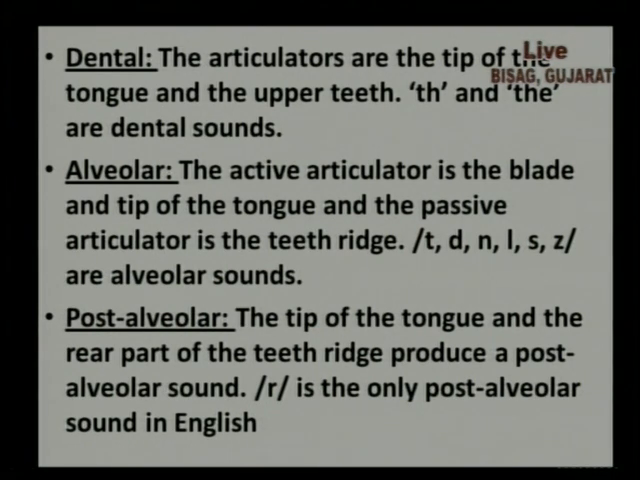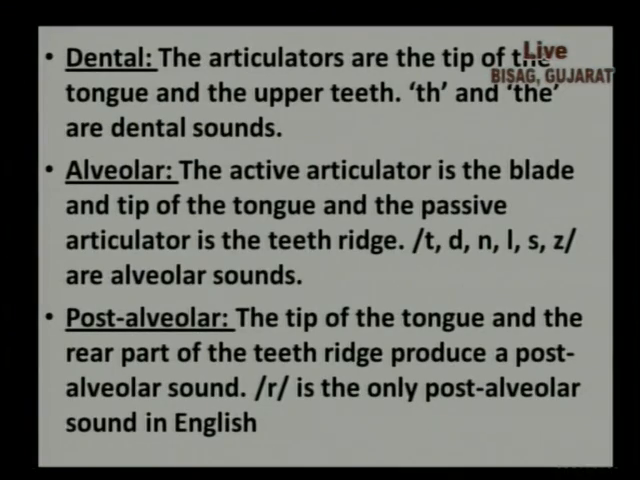Okay. When we talk about active and passive articulators, what we need to understand is that all the parts in the lower jaw are the active articulators because only the lower jaw can move, and we include the tongue in the active articulators. Now, talking about the alveolar sound, the active articulator is the blade of the tongue and the tip of the tongue, and the passive articulator is the teeth ridge. The teeth ridge is the part just above your upper teeth. You can feel it by putting your tongue there.